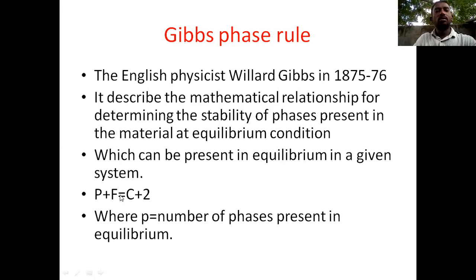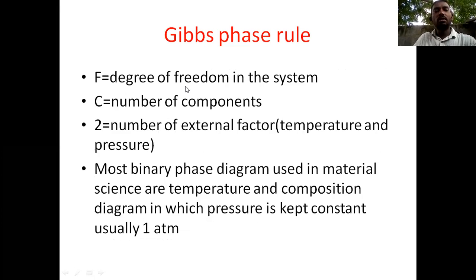See here, P plus F equals C plus 2. P is the number of phases, F is the degree of freedom, C is the number of components, and 2 represents the external factors, temperature and pressure. So this is the Gibbs phase rule.